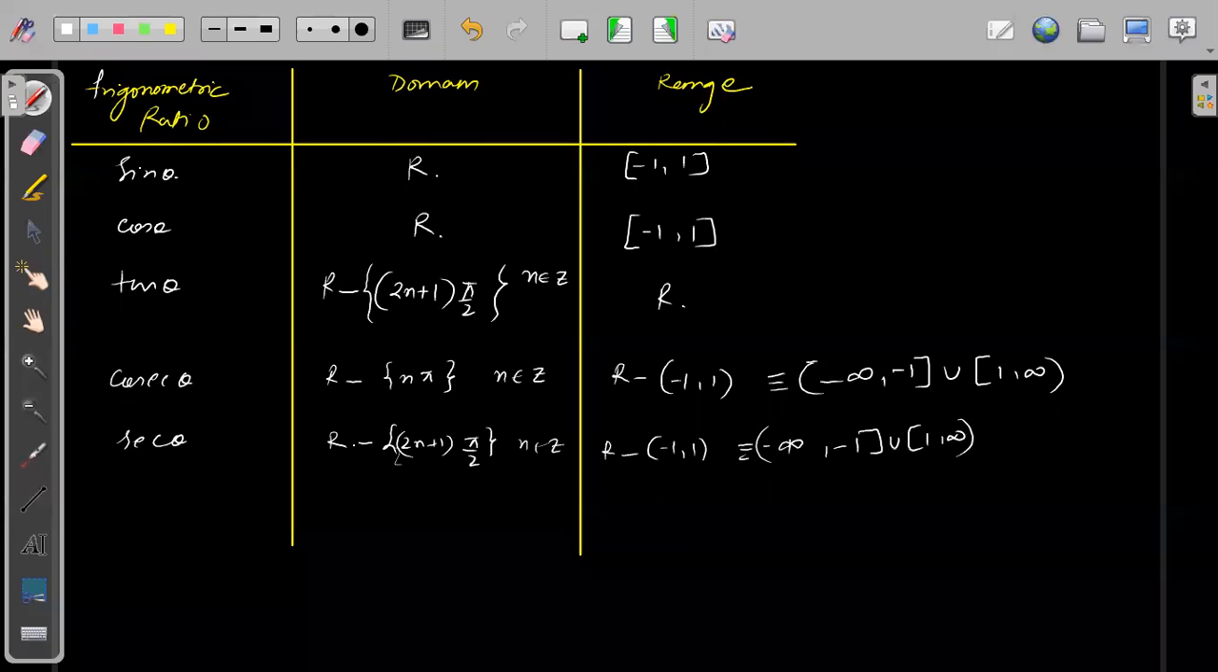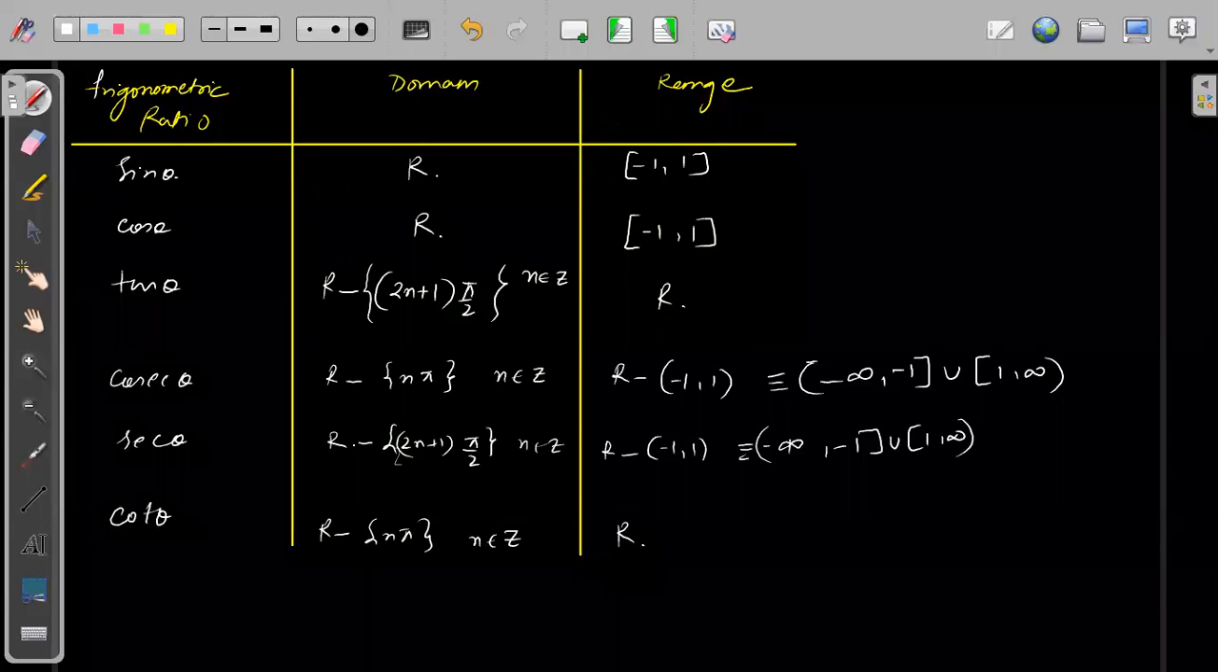Same as cosec. Yes. Now cot theta. What is the domain of cot theta? Domain of cot theta will be R minus n pi, because for n pi, sine theta will be 0, so 1 by 0 should be removed. N belongs to integer. What will be the range of cot theta? R. Very good. Fine.